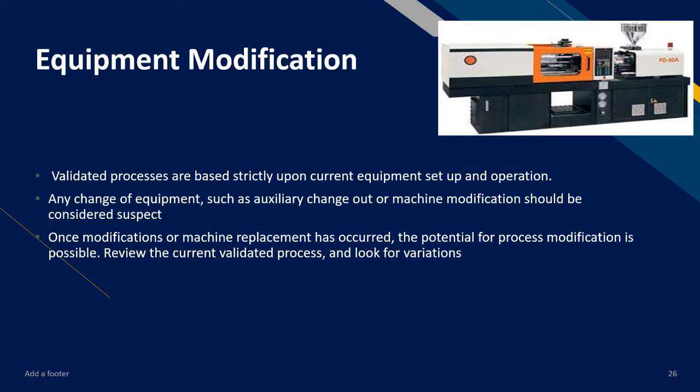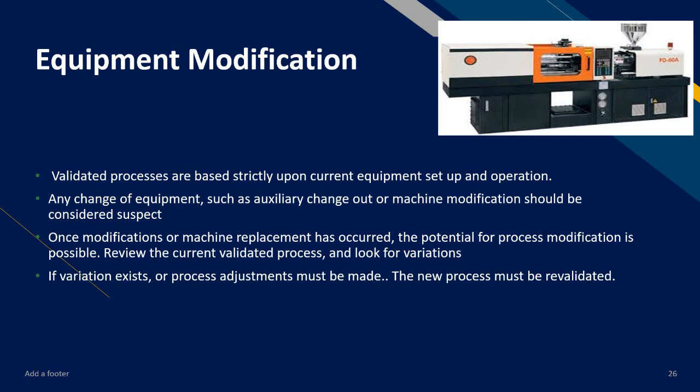You need to make comparisons to the current validated process and look for variations. If variations exist or process adjustments must be made, the new process must now be revalidated and re-recorded.